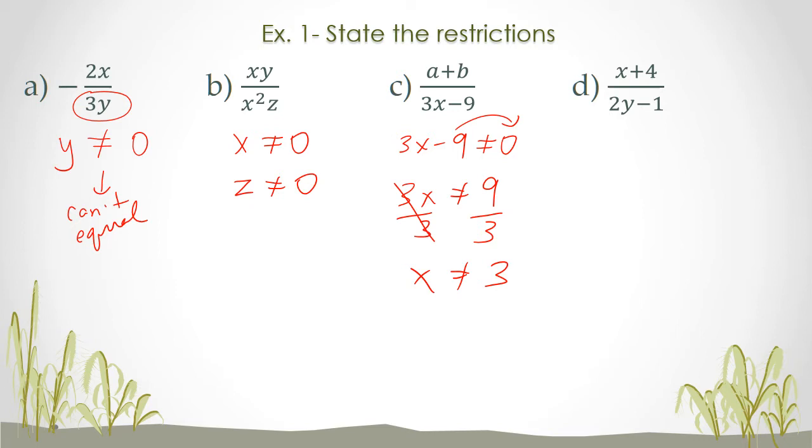Next one. Just for the sake of everybody else, even if you know what the answer is right away, that's great. I'm going to show all the steps. We don't want the bottom to be 0. So we're going to set that up, bring that over. It becomes positive 1, divide both sides by 2. Y can't equal 1/2.